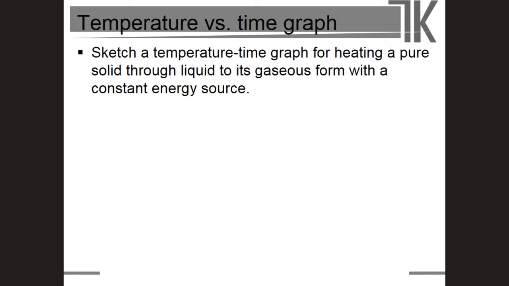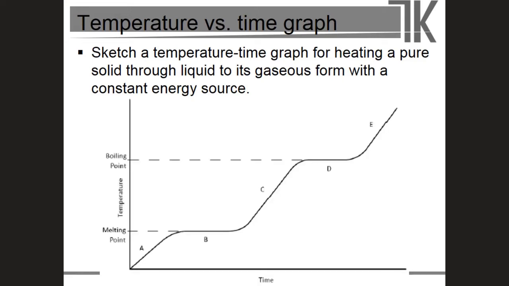During our background knowledge check, you sketched a temperature time graph for heating a pure solid through a liquid to its gaseous form with a constant energy source. If you want to get that out so you can add a couple little notes to it, I would highly recommend that, or you could put this into your notes now. Pause the video now if you need some time to grab that work. So we should have a graph that looks something like this in front of us. It's got a straight line as that solid is being heated, and then it starts to melt, and then that liquid is heated, and then it starts to boil, and then that gas is heated.